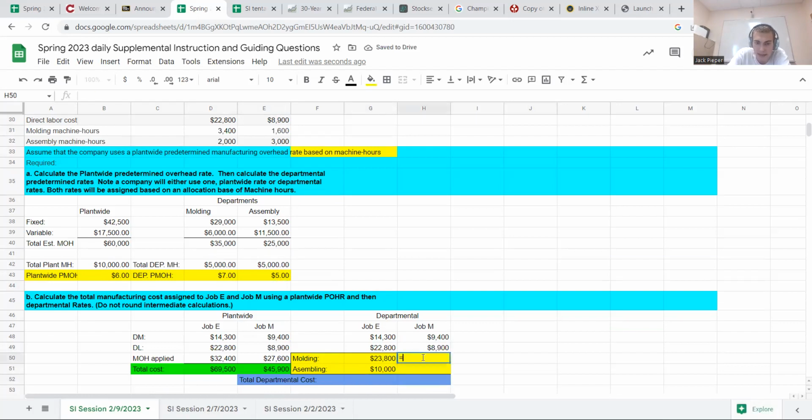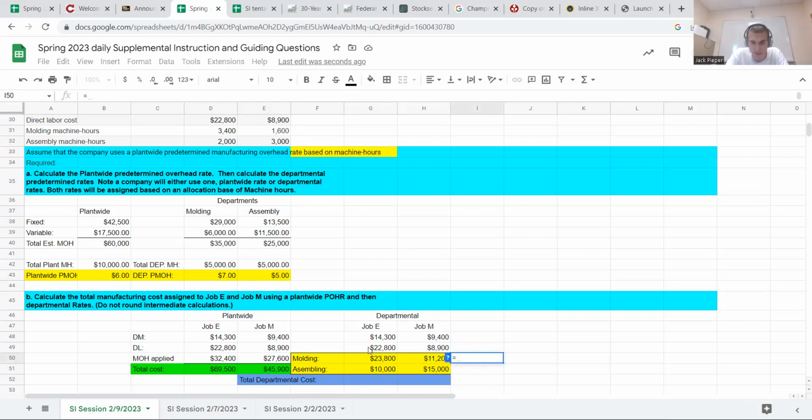And then we'll do the same for job M. So we'll take the $7 for the molding department, multiply it by the molding hours in job M. And then we'll take the 5 again, and we'll multiply it by the number of assembly machine hours in the assembly department. Cool. So these two together will be our total manufacturing overhead cost.